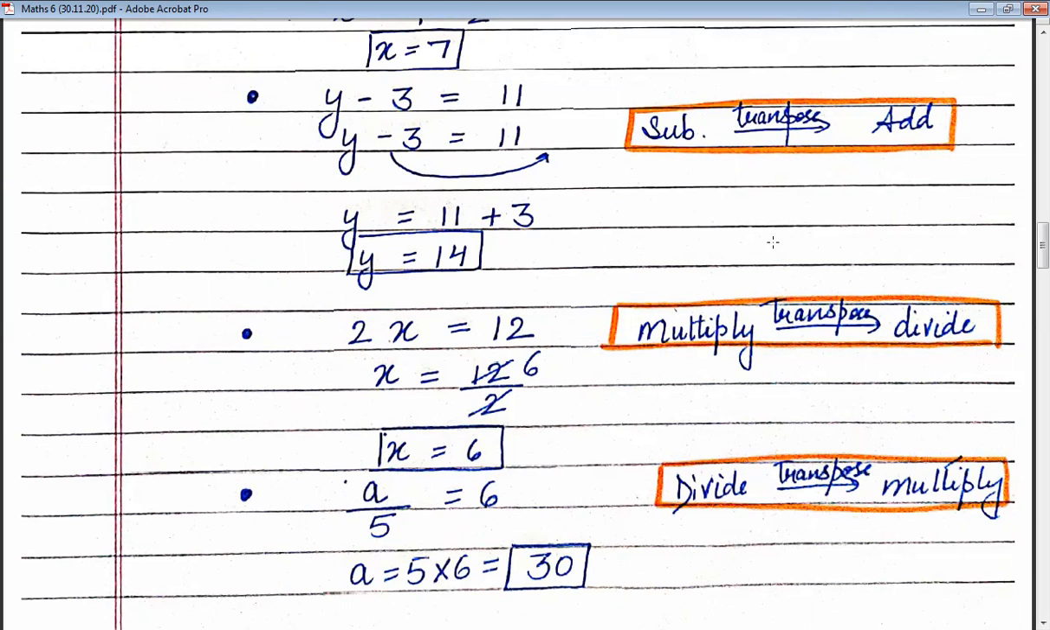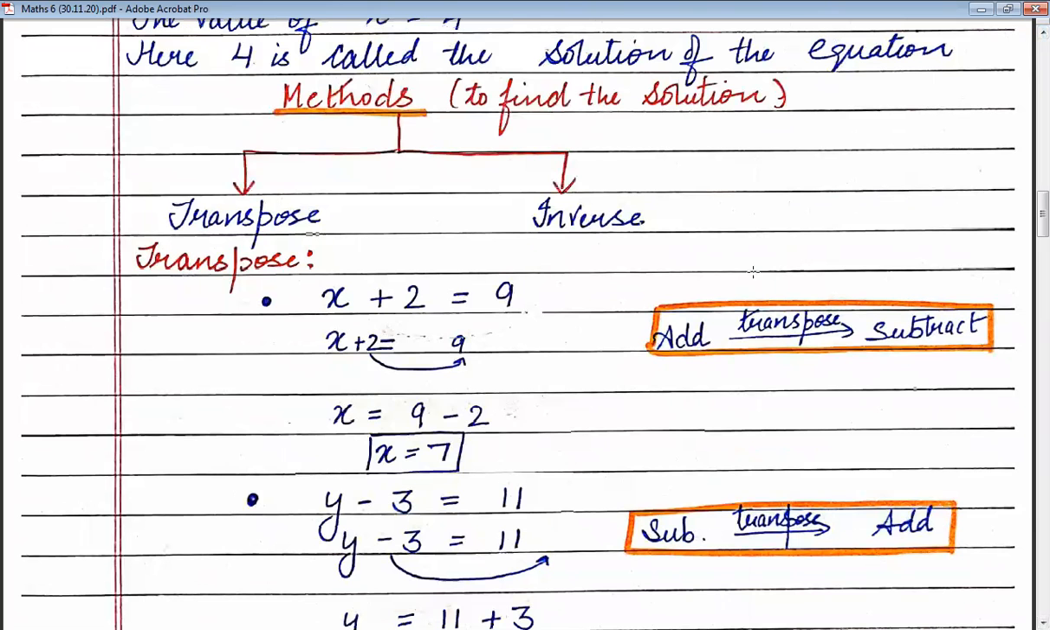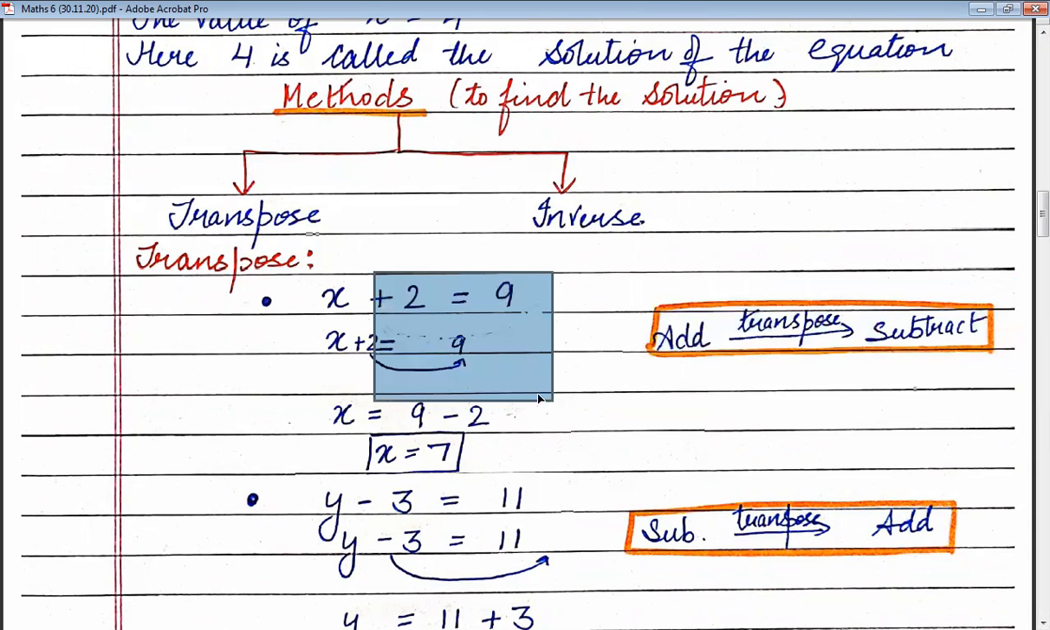Let's have a quick look at this transpose method. What is that? Children, if anything is in addition and it is transposed to the other side, the number will become subtract. The number will be subtracted. Now in this case, plus 2 was on the left hand side. When it shifted to the right hand side, it becomes minus. So you have subtracted the number. Okay, now let's see the second one.